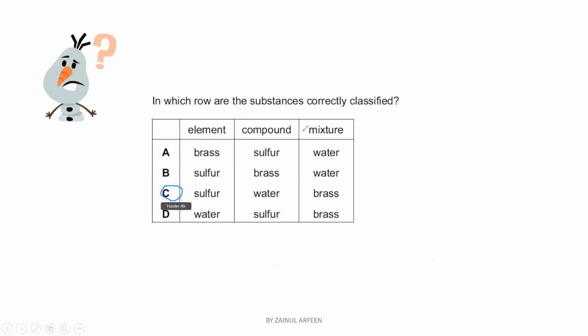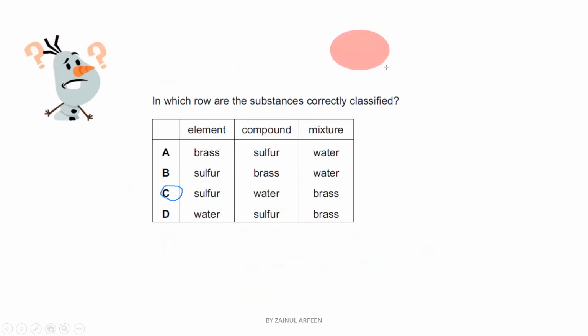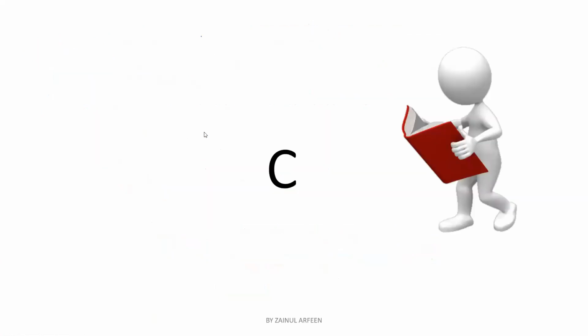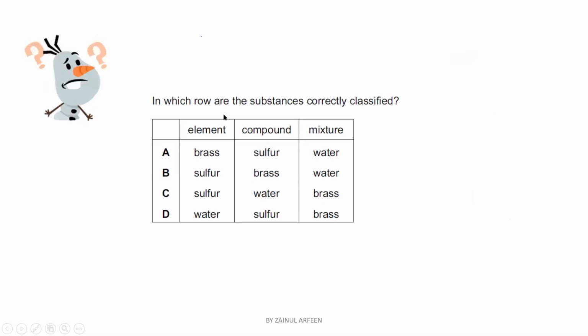The second, compound. Water is a compound. How is water a compound? Because water is made of two hydrogen and one oxygen, which are chemically combined together, H2O. That's why we write water as H2O. So water is a compound. And what about mixture? Brass is an alloy, which is a mixture. So the correct answer for this one is C. Is this question clear?